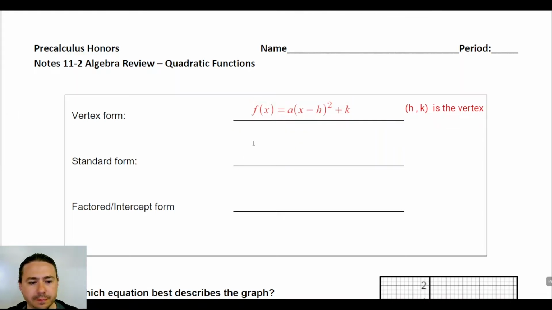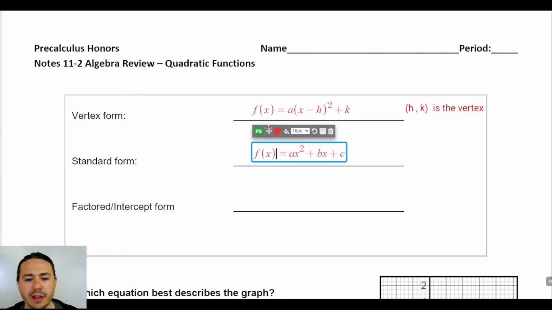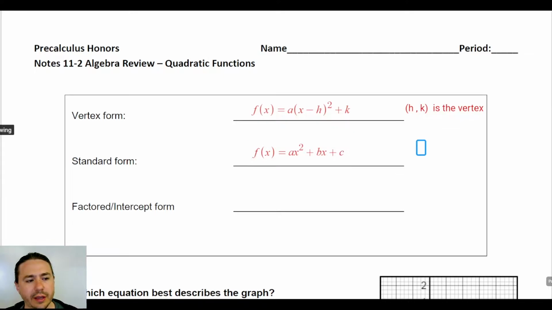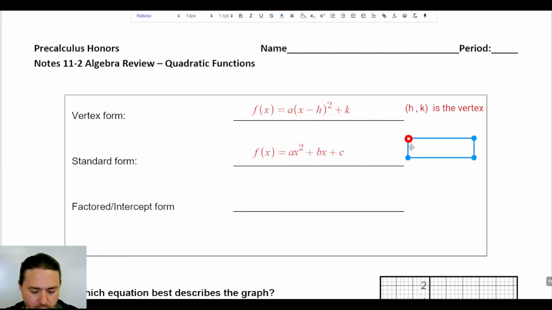Standard form is f of x equals ax squared plus bx plus c, and this a is the same value as the a above. It's the leading coefficient. Just like with the standard form for linear equations, the a and the b here are not directly represented as a point on the graph, but c is going to be the y-intercept. So I'm going to make a quick note about that.